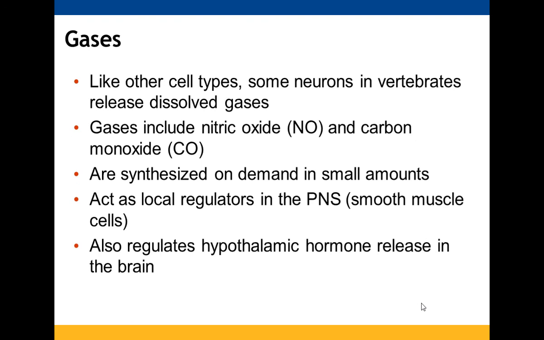Gases. Some neurons in vertebrates are able to release dissolved gases like nitric oxide and carbon monoxide. These gases are not just made on a constant basis, they're synthesized on demand. They act as local regulators in your PNS. They help with smooth muscle cells, and they regulate hypothalamic hormone release in your brain.